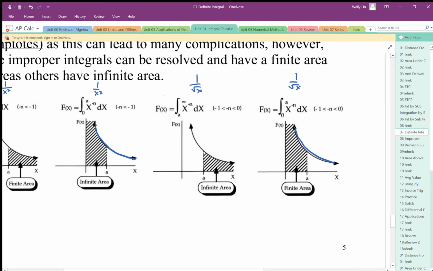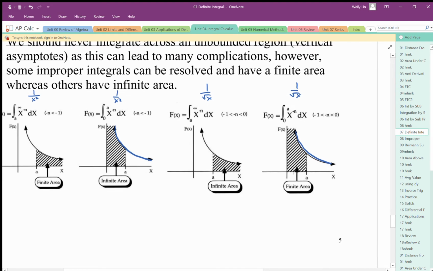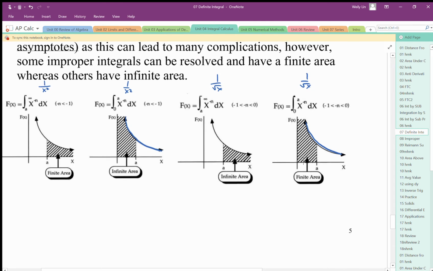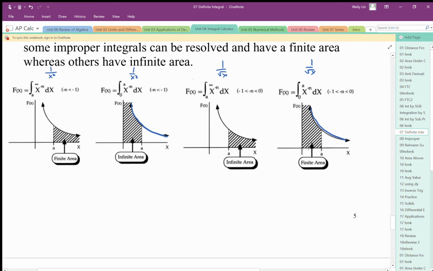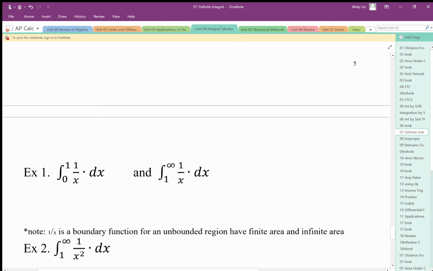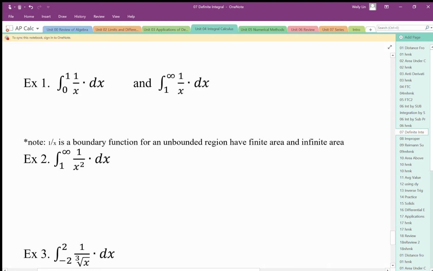You really don't need to know this for this course, but once we get into the second part of calculus, this is very useful to know. So I'll give you some examples of how we can set this up. An example here is we have our 1 over x function.